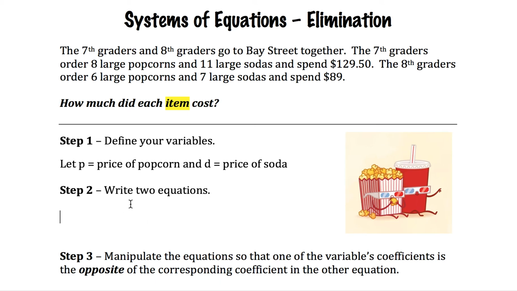Step 2, write two equations. Well, the first equation is going to be this information about the 7th graders. They ordered 8 large popcorns, so 8P, and 11 large sodas, 11D, and they spent $129.50. The 8th graders ordered 6 large popcorns and 7 large sodas and spent $89.